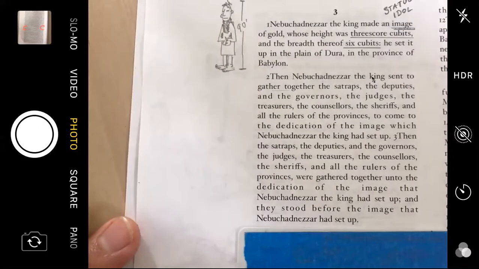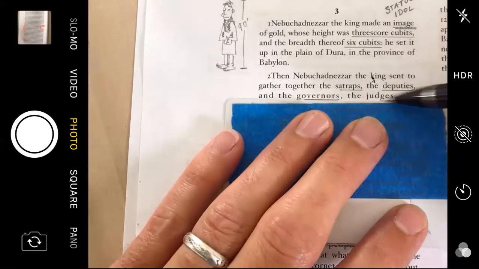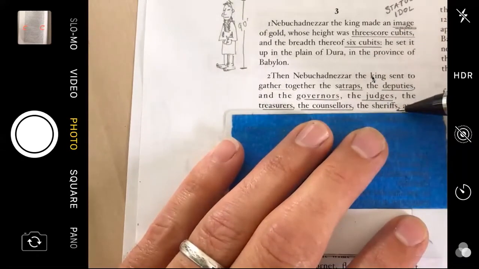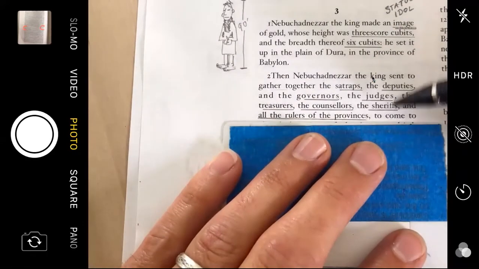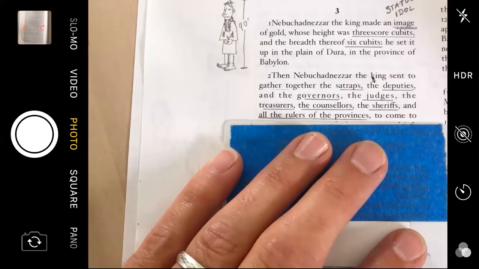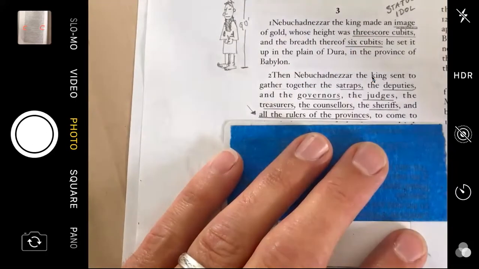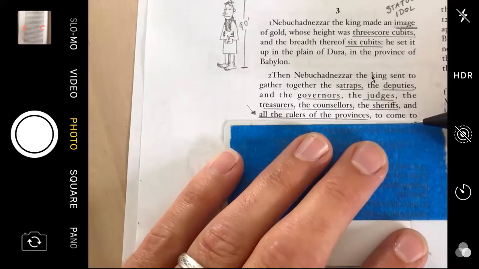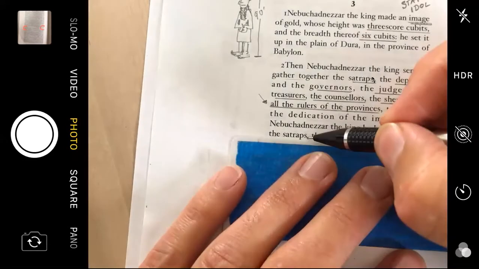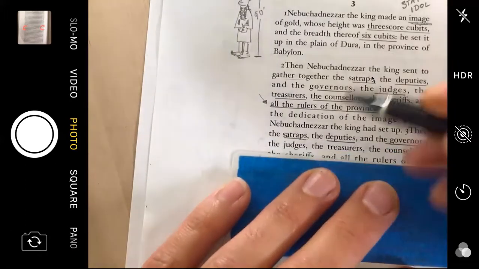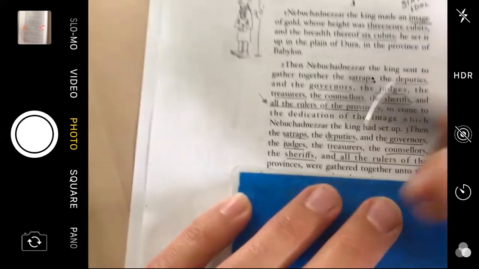The way it's listing it, it lists the satraps and the deputies and the governors and the judges and the treasurers and the counselors and the sheriffs and all the rulers of the provinces. Okay, do we really need to know every type of person who's gathered together? It could have just said he gathered all the rulers, but it doesn't. And then it says that they all come. It could have said, and then all the rulers came. But no, it says the satraps and the deputies and the governors, the judges, the treasurers, the counselors, the sheriffs, and all the rulers of the provinces.